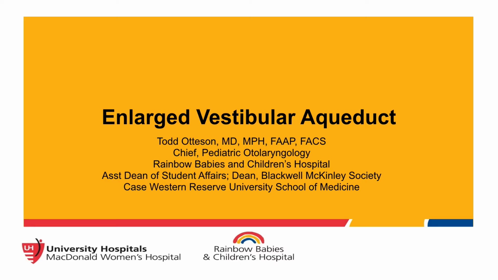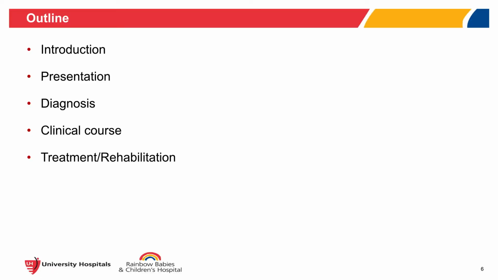So our topic today is Enlarged Vestibular Aqueduct, and we'll do, as I said, a review of some of the work that we've been able to do at Rainbow Babies and Children's Hospital in Cleveland, and also just a summary of the disease process by introduction, how patients present, the diagnosis and how the diagnosis is made, the clinical course, specifically with regard to the hearing loss and stability, and then, as I mentioned, treatment and rehabilitation.